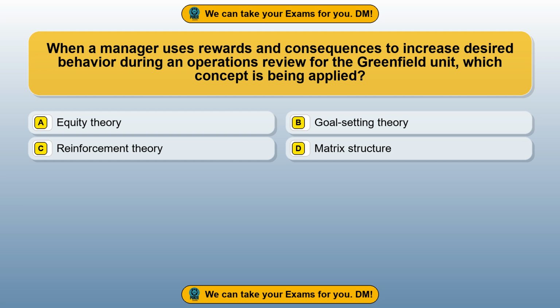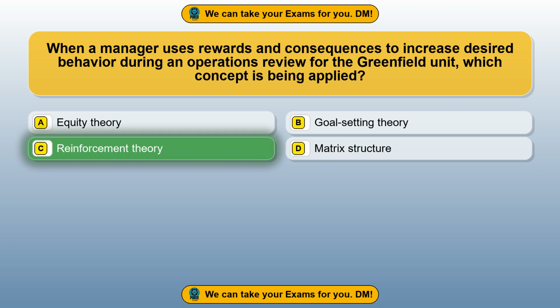When a manager uses rewards and consequences to increase desired behavior during an operations review for the Greenfield unit, which concept is being applied? Option A, equity theory. Option B, goal-setting theory. Option C, reinforcement theory. Option D, matrix structure. The correct answer is option C, reinforcement theory.